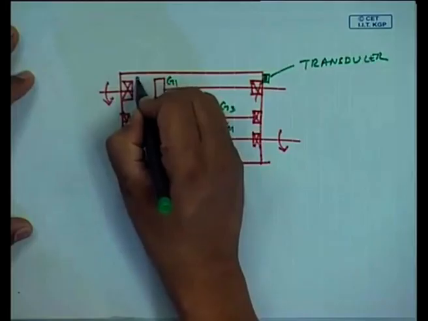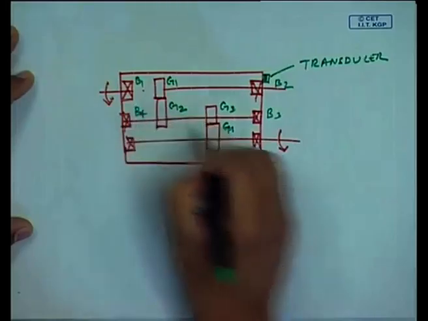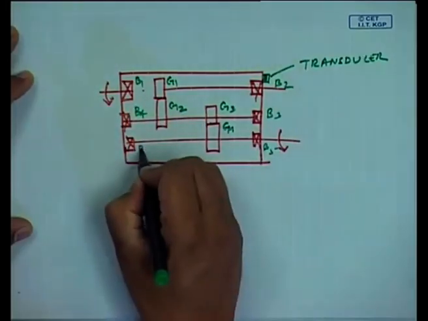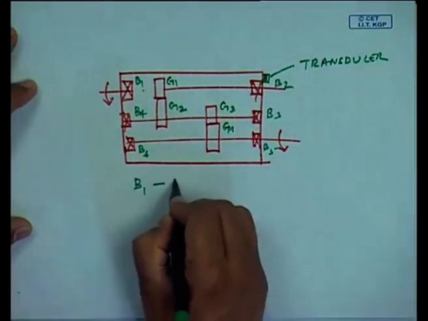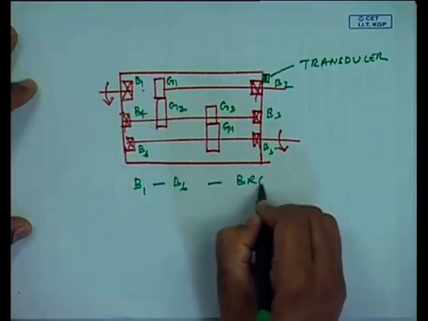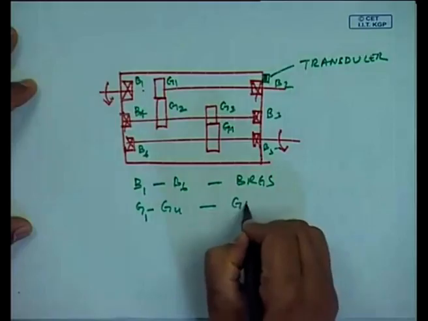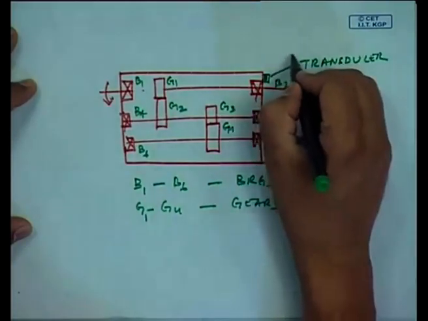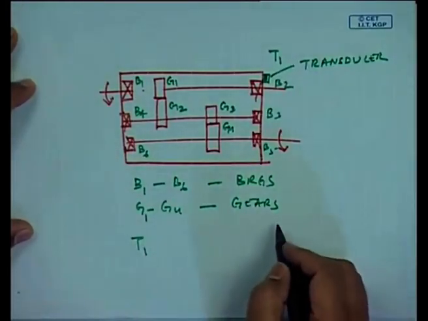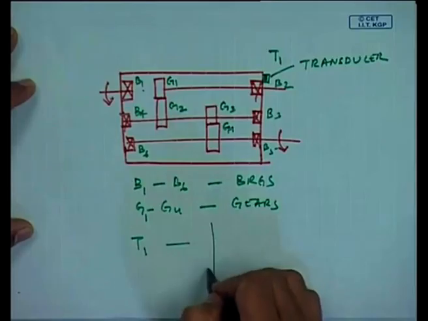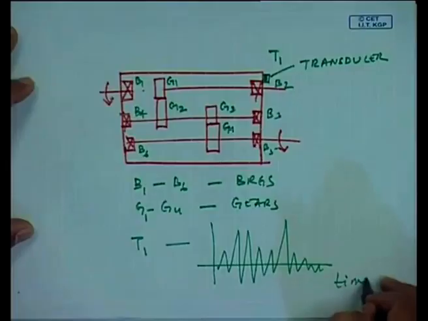This is my input shaft, output shaft. If I put just one transducer somewhere here, and these are all the gears, bearings B1, B2, B3, B4, B5, B6. A simple gearbox has bearings B1 to B6, gears G1 to G4, and I have one transducer, say T1. So the signal measured by this transducer T1 could have everything.